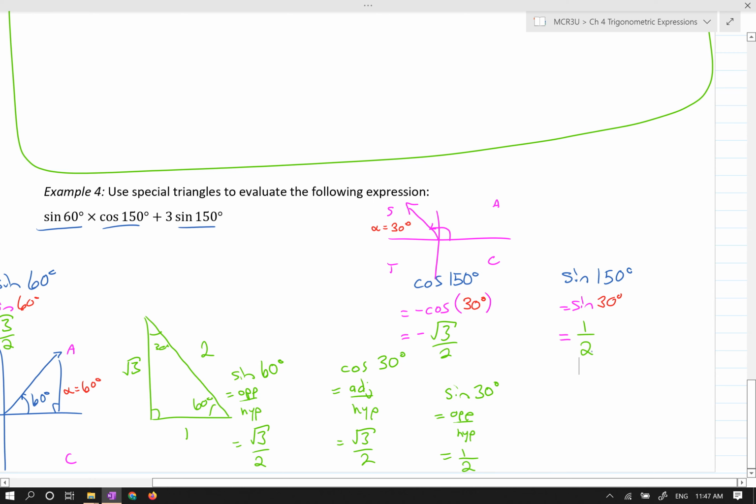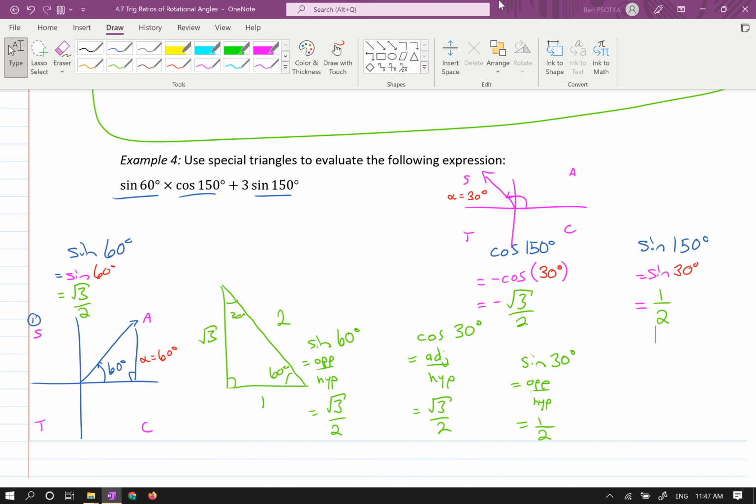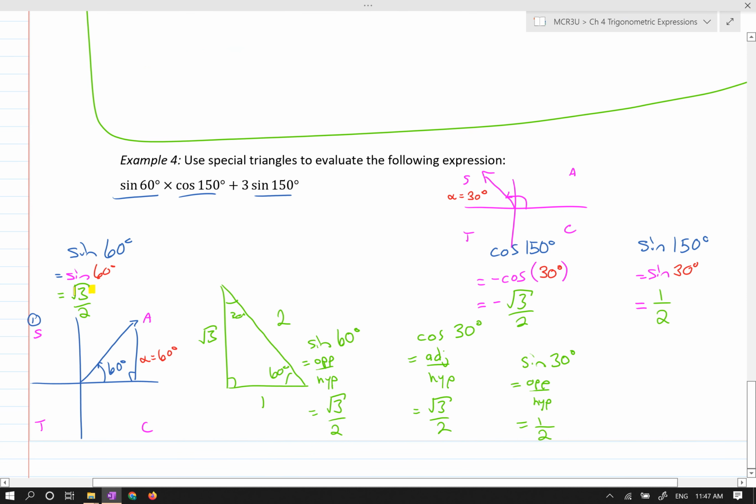Good, so we've evaluated each of our 3 ratios here. We should be working with the sine of 60 degrees is root 3 over 2. The cosine of 150 degrees is negative root 3 over 2. And the sine of 150 degrees is 1 over 2. And we're going to take each of these 3 values and substitute them into the expression above. So we have the sine of 60 degrees. According to our work here, the sine of 60 degrees is equal to root 3 over 2.